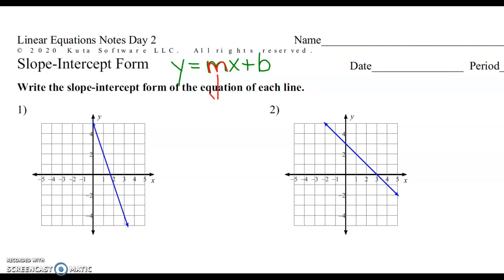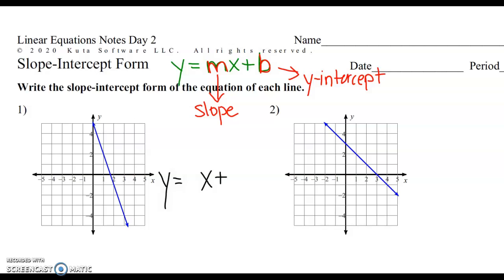We learned yesterday that m is always the slope. The b, since it's slope-intercept form, is always the y-intercept, meaning where it crosses the y-axis. So if I want to get into slope-intercept form, I have to plug in m and b, and then the x and y are the infinitely many points that would be on the line. So when I go here to number 1, I know it's going to be y equals something x plus b.